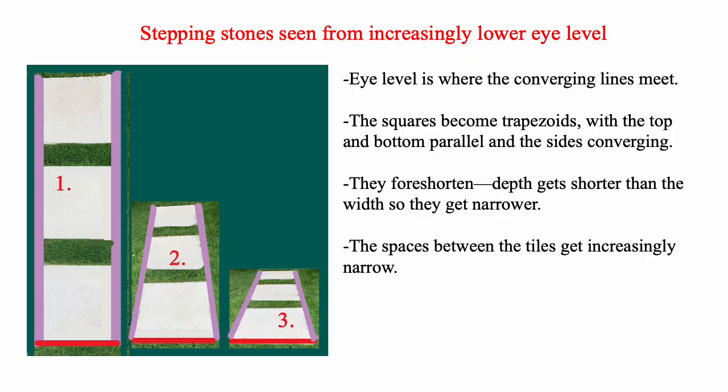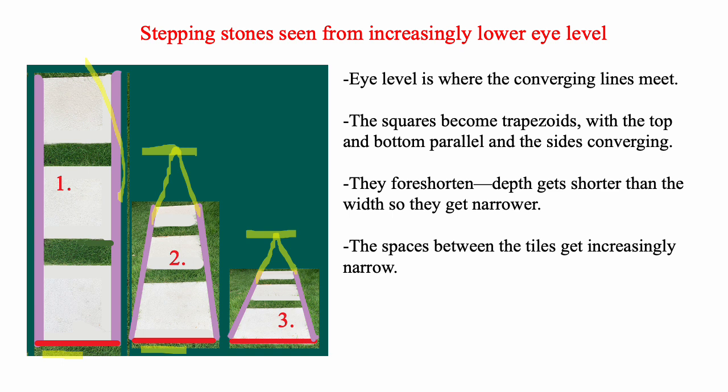These are pictures of tiles where I get closer to the ground with each photo. I kept the bottom red line the same length in each case. In the overhead view, the tiles are the same size and the sides are parallel, so there's no vanishing point. In number 2, the converging lines meet at a vanishing point at eye level, and when I get closer to the ground, eye level also goes down.